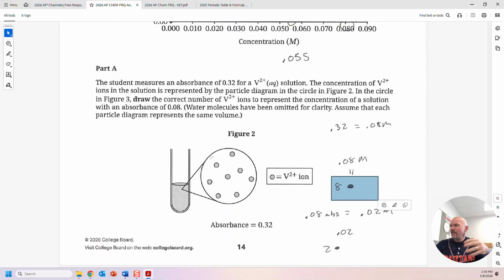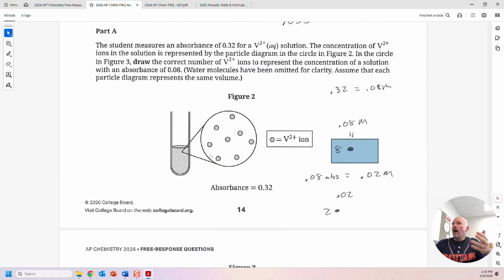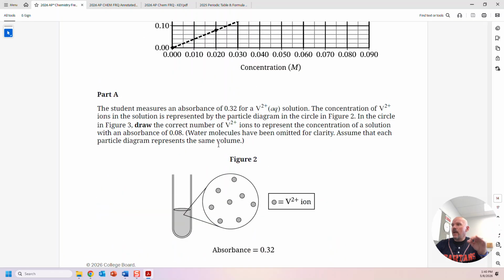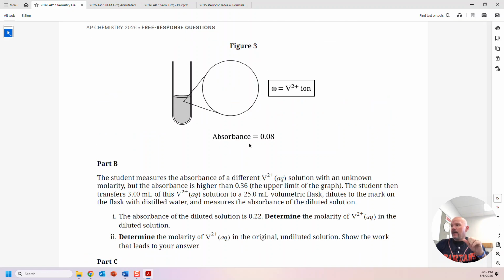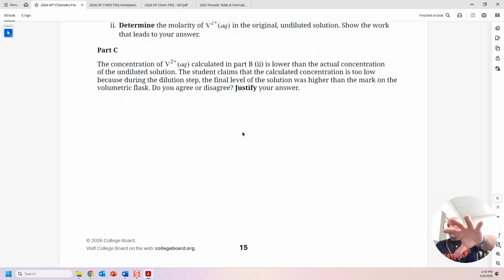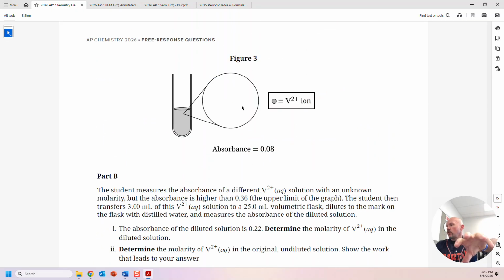Okay. Now this is an annoying question because we're going to have to keep going back and forth. All right. So if we go back to the question, it's saying in this diagram here, we have to draw what the picture looks like when the absorbance is 0.08.